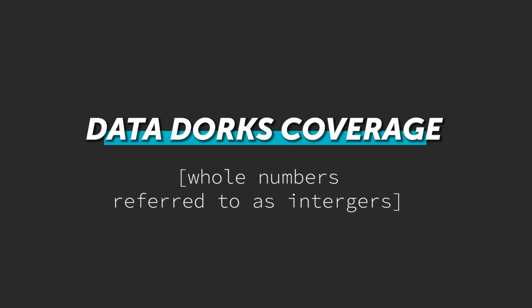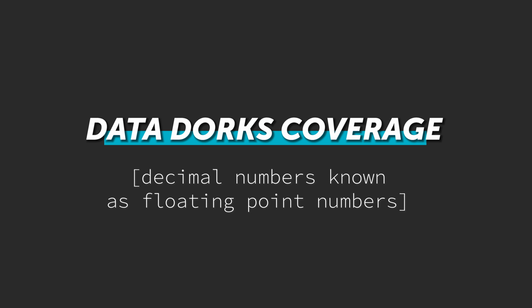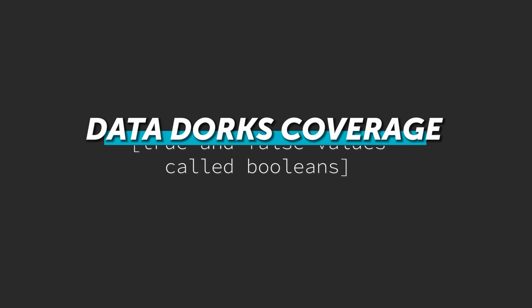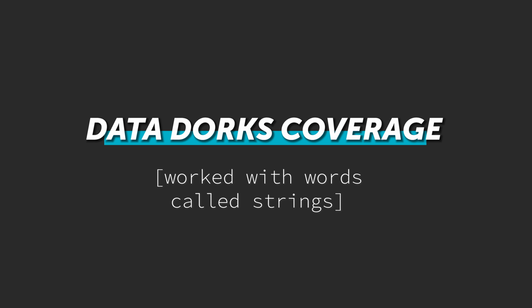And although we have already seen a few different data types up to this point, we will talk about why understanding the type of data we store in our cell variable is important. So up to this point, we have seen a couple different data types in both Excel and Python. We have worked with whole numbers, commonly referred to as integers. We have worked with decimal numbers, commonly known as floating point numbers. We have worked with true and false values we called booleans. And we just worked with words that we called strings.